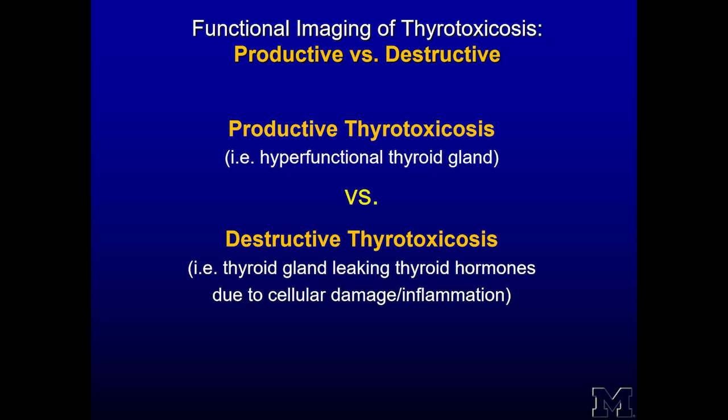So these thyroid scans with technetium-99m pertechnetate or iodine will help us differentiate productive versus destructive thyrotoxicosis and help us pinpoint the accurate diagnosis for correct treatment.